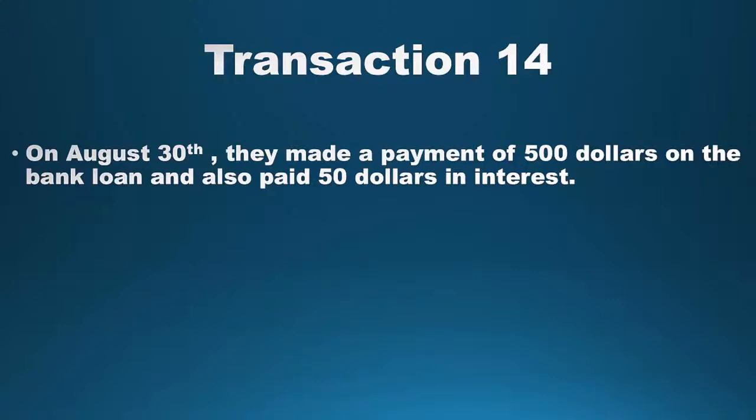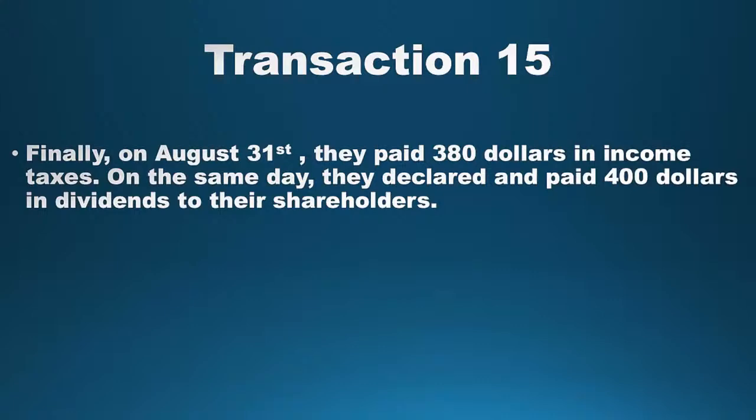14. On August 30th, they made a payment of $500 on the bank loan and also paid $50 in interest. 15. Finally, on August 31st, they paid $380 in income taxes. On the same day, they declared and paid based on the opening balances we saw from July 31st.